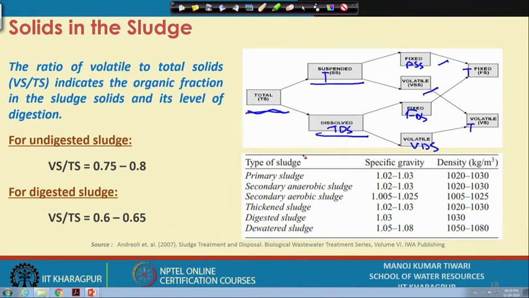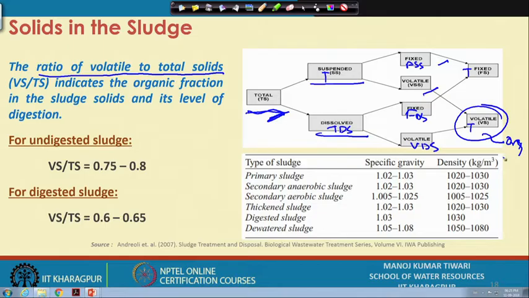Now, for sludge purposes, it is actually the ratio of volatile solids to total solids, which is VS by TS. This indicates the organic fraction present in the sludge, because TS is your total solids, all the solids which are present, and VS, or TVS, is the total volatile solids which are present in the system. Volatile solids are symbolic of organic solids, because organic solids can vaporize. Inorganic mineral, metal, salts, sand, silt, clay, those kinds of things will not get vaporized.